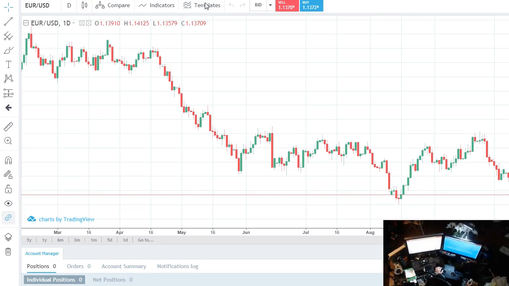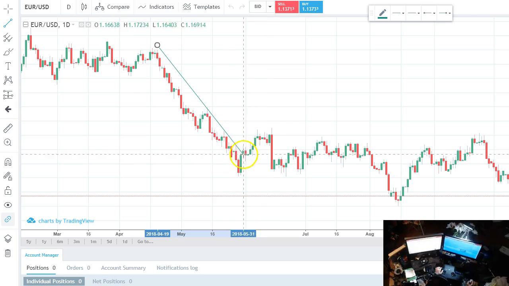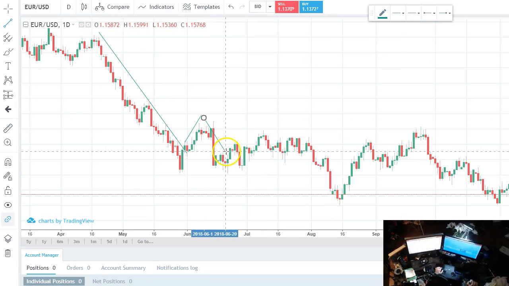This is the very top of the page, so it doesn't have those drop-down menus like before. You've got buy, sell, euro, US dollars. We can draw lines. Look at all the pretty lines.